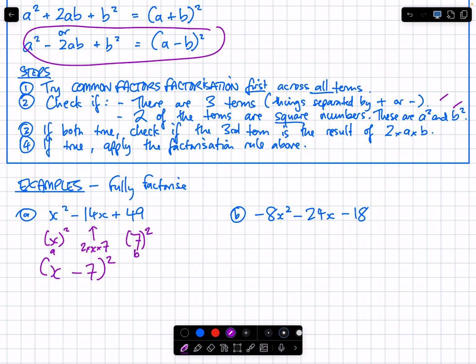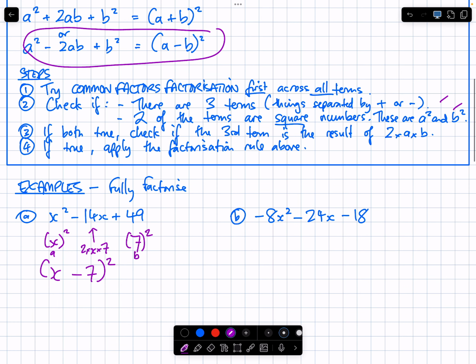A is what you'll mostly get, but because I write your tests, I'm always going to chuck in something like B. Try common factors across all terms first. You look at that and you want 8 to work. Is 8 going to work for 18? Then you go, 24 and 18. 6 goes into 24 and 18, but does 6 go into 8? So we need to think about all this. Think preempt, because you need square numbers. You need 2 terms that are square numbers. Okay?